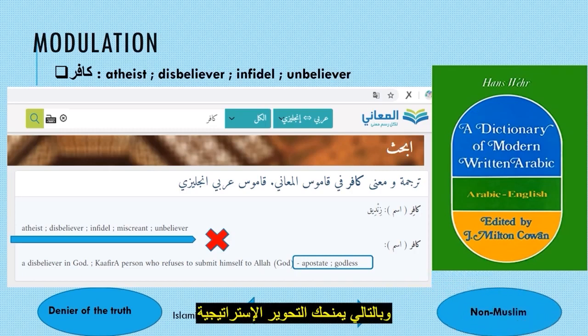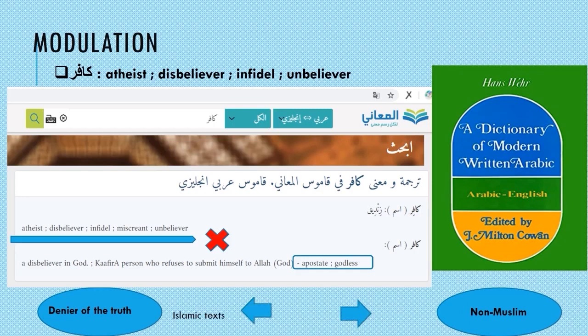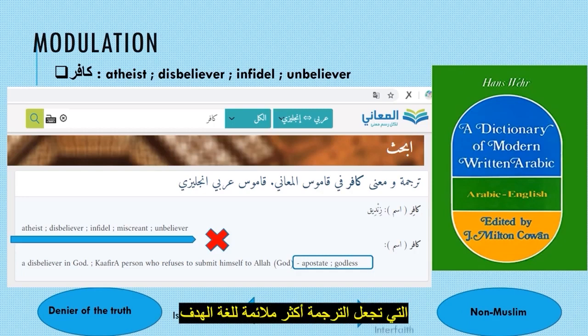So modulation can give you a strategy to make the translation more acceptable to the target culture.